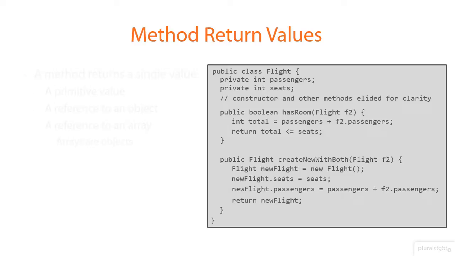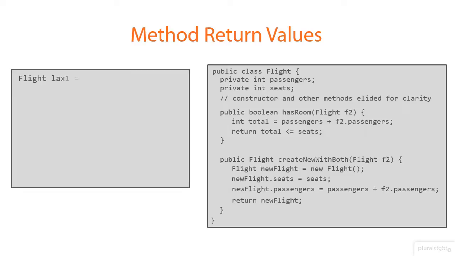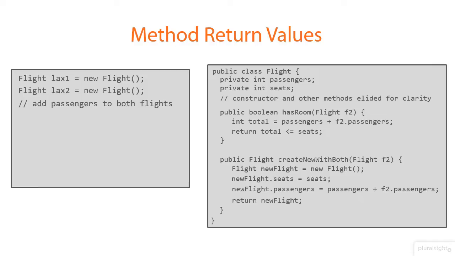So to use this in code, let's go ahead and declare one Flight instance. That'll be a flight to LAX, to Los Angeles. That'll be our flight lax1. We'll create another flight to Los Angeles, lax2. And we'll say that we just run some code that adds passengers to both of these flights. So at some point, when we get past this comment, both lax1 and lax2 have some number of passengers.